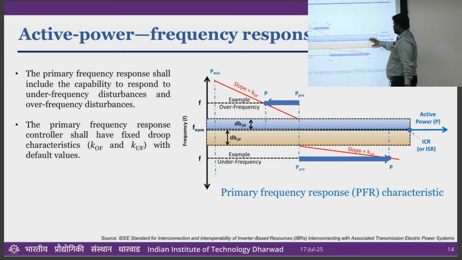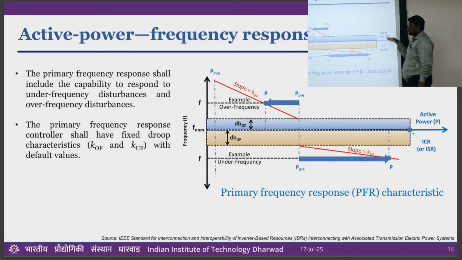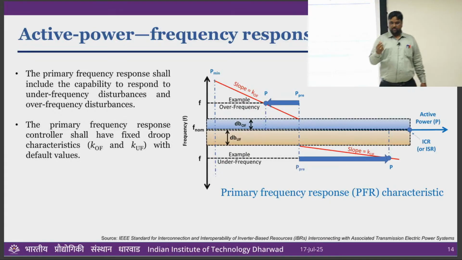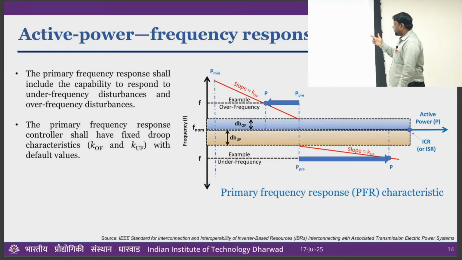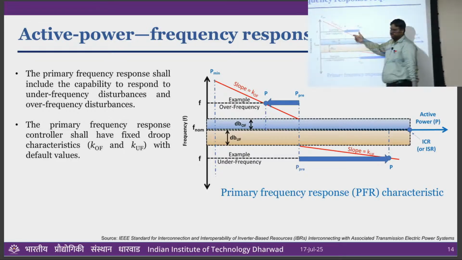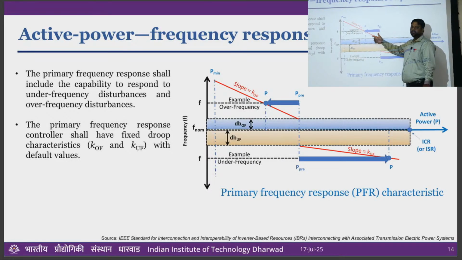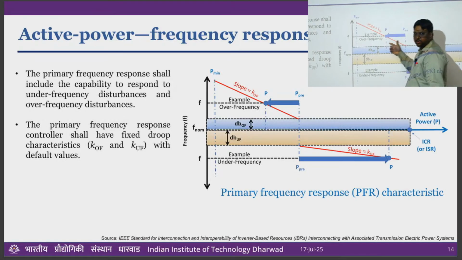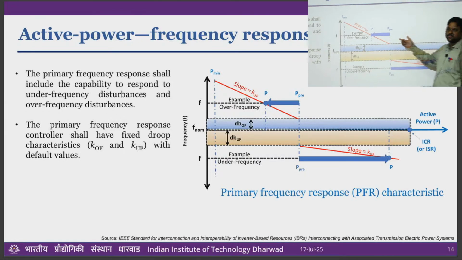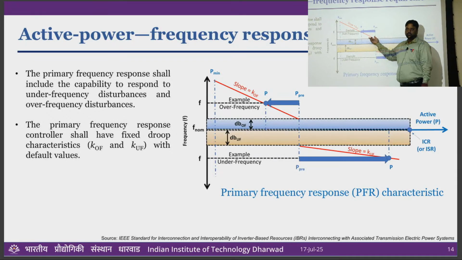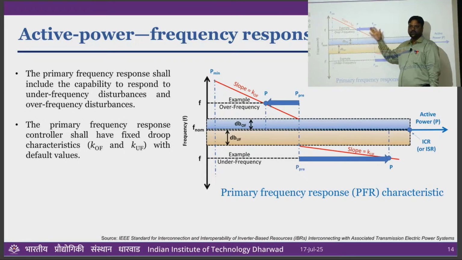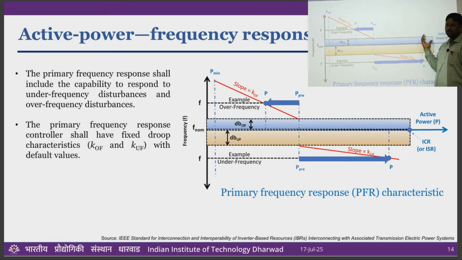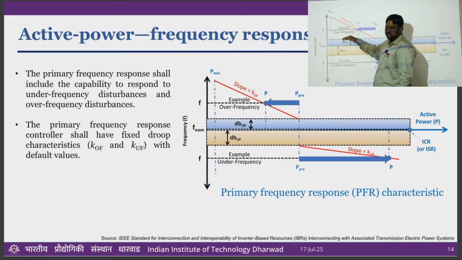So active power frequency means my x axis is P, y axis is F. If I change something in F, is this line directly proportional? Can I say F is directly proportional to P? It's a droop curve, right? Inversely proportional. That means if you are injecting more P, your frequency will decrease.